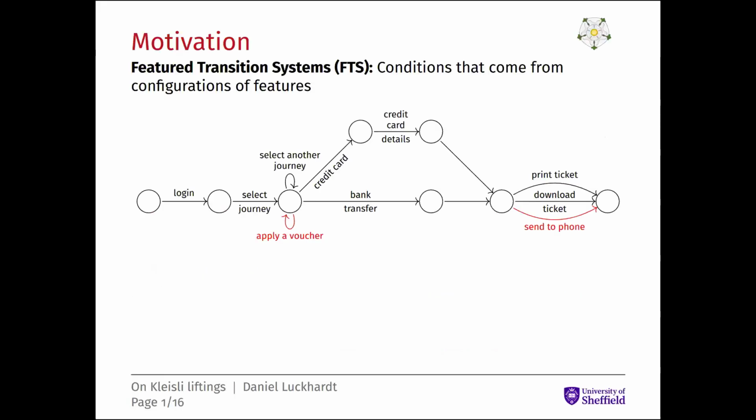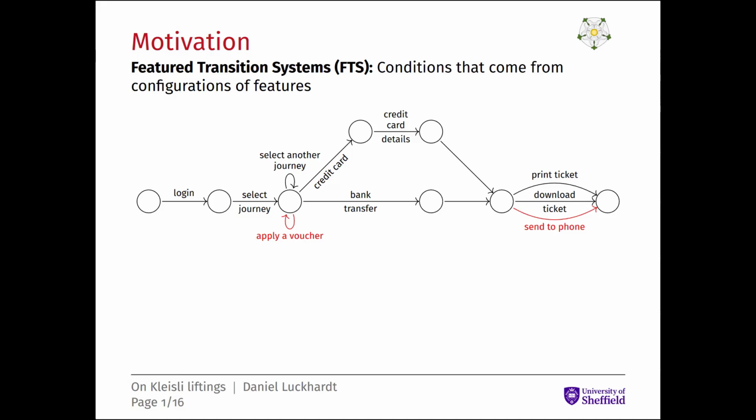Yes, so let's start with something that is known, so feature transition systems. The idea of feature transition systems is that you have to simulate various systems at once. So let's say you have an automaton that is somehow describing the process of booking a ticket. And then there are features that may be turned on or turned off. Let's say there may be the option to add a voucher or to have your ticket sent to your phone. But all these features are set at the beginning. So there is no dynamics.